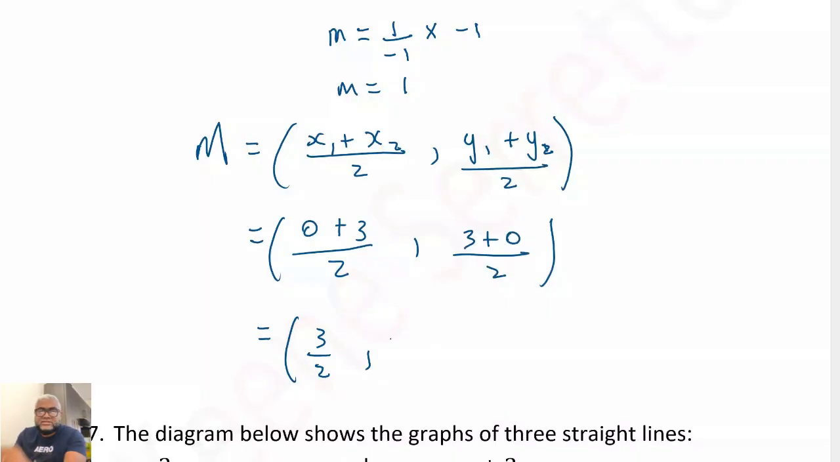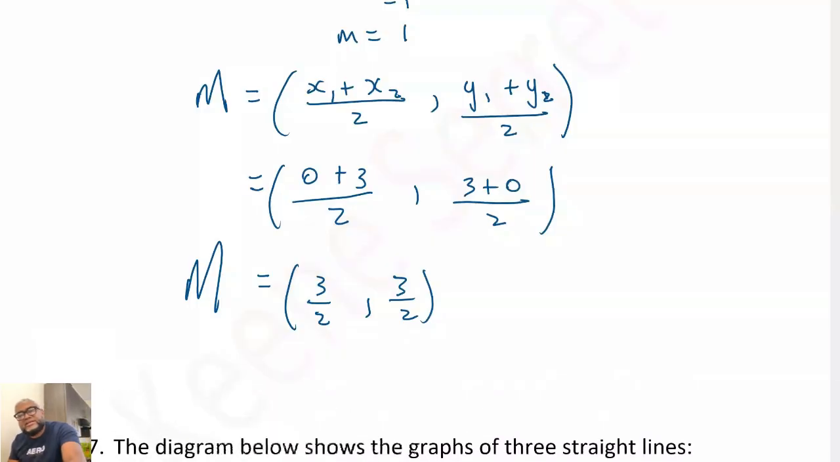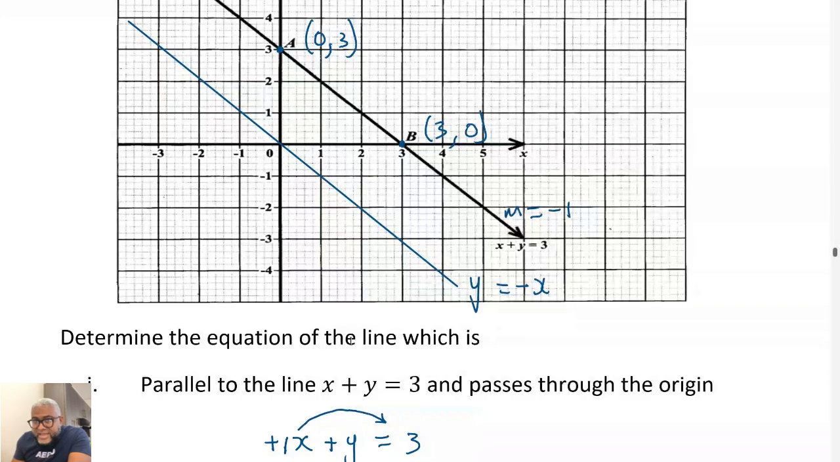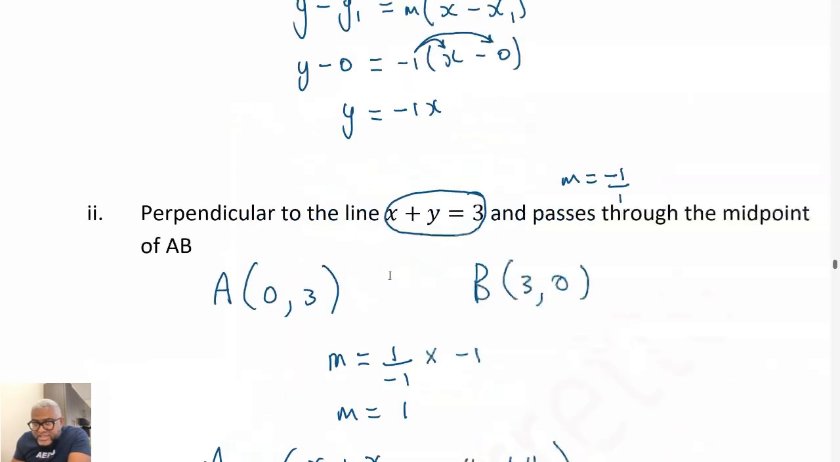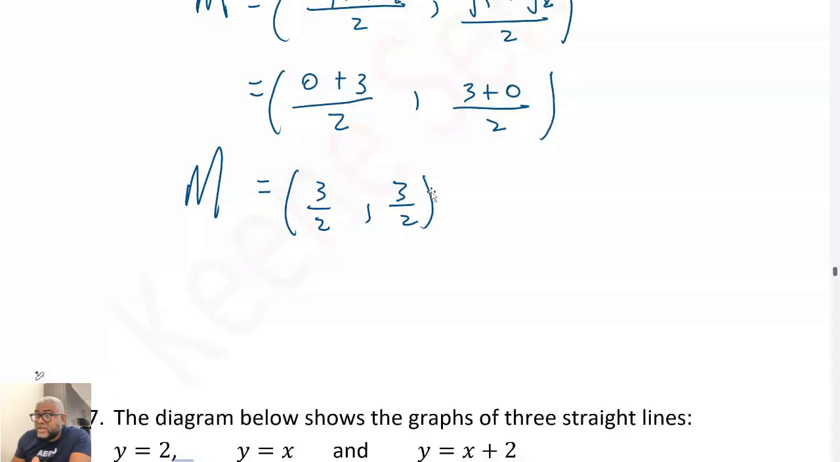Right, silent. Right, 3 over 2. That is my midpoint. Okay? So we have a point on the line, we have a gradient. The question is to find the equation of the line which is perpendicular to the line x plus y equals 3 and passes through the midpoint of AB. So we have a line that is passing through. We have the gradient to be positive 1.